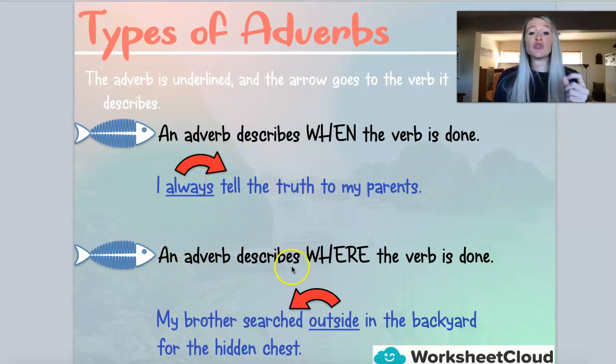An adverb describes where the verb is done. So it gives us a bit of a location where something is taking place, where it is being done. Then the sentence, my brother searched outside in the backyard for the hidden chest. So it gives us that location of outside. Where did he search? He searched outside. Okay, good.